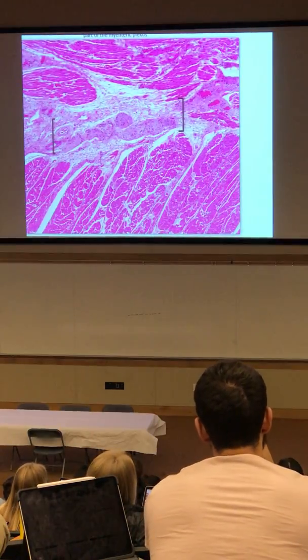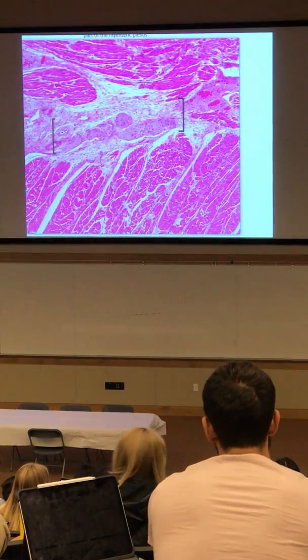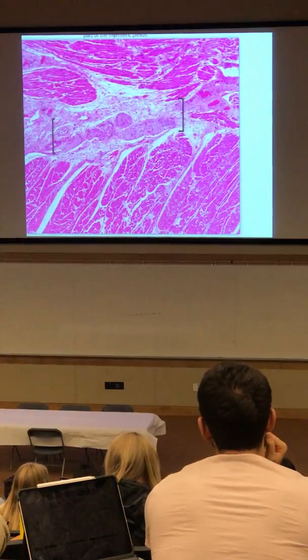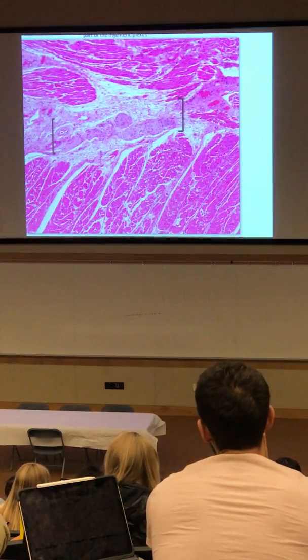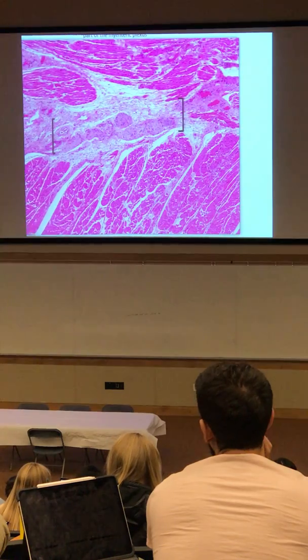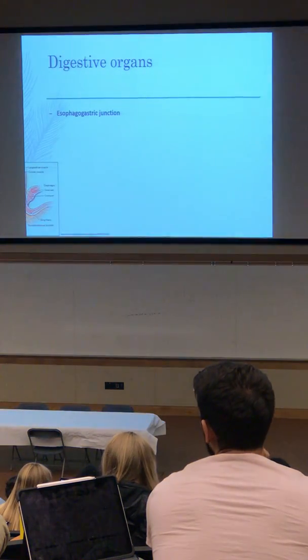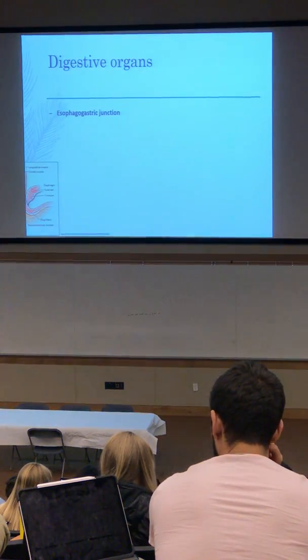So this is a good example of what the myenteric plexus looks like. It's not hard to pick out because it's sandwiched between the two layers of muscle. And if I indicate something between those two layers of muscle, that's what it's going to be. All right, let's look at our transition into the stomach now.